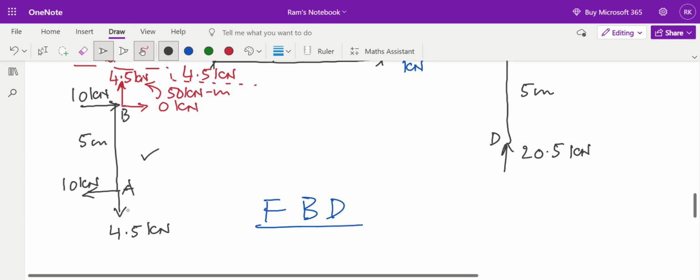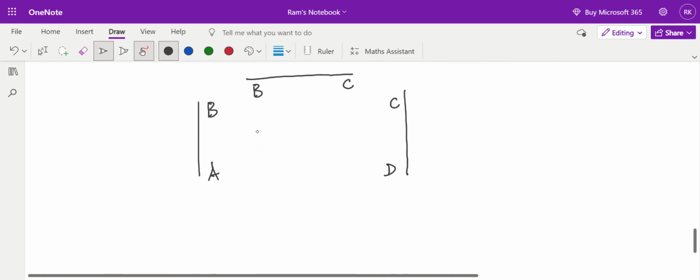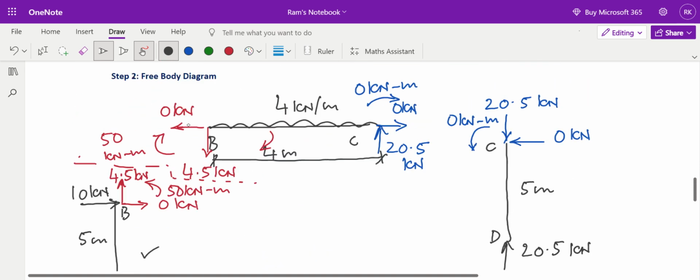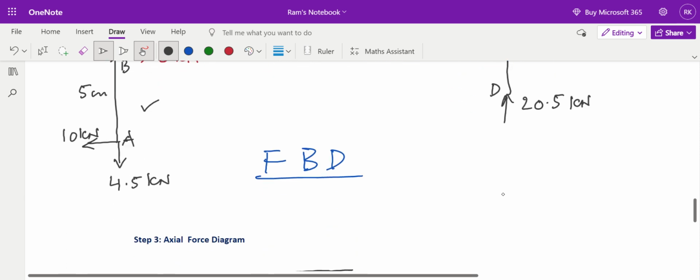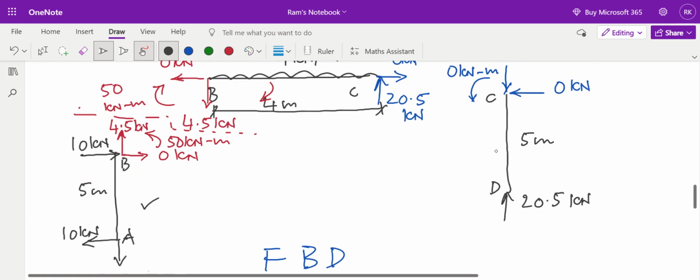So for the member AB, this 4.5 kilonewton is axial force which is tensile in nature, and as per my sign convention, if I refer to my first lecture, tensile forces are positive. So 4.5 kilonewton and 4.5 kilonewton are axial forces which are tensile from A to B, and they are positive. Look at the axial force in BC. Axial force in BC is 0 kilonewton and 0 kilonewton. There is no axial force in BC. Same is the case with axial force in CD.